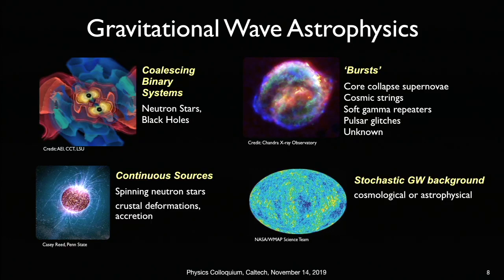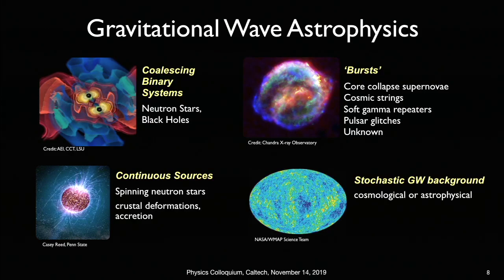We have another class of transient sources. We refer to them as bursts. These are all those other short duration or transient gravitational wave sources for which we don't have a very well-defined model, for which we don't have waveforms that we can reliably use in a matched filter type of search. So this is a broad category. It includes core collapse supernovae, cosmic strings, soft gamma ray repeaters, pulsar glitches, and any of those. This is where we put the unknown, so things that may be out there, but we don't know what they are yet. This is our surprise category.